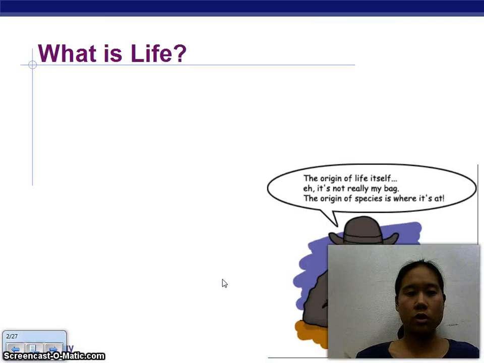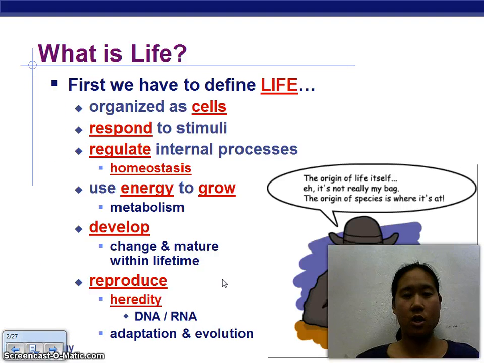In order to see how life started, we have to talk about what is life. You might remember from freshman biology, we looked at a couple of characteristics that make up life. Those characteristics have to do with the fact that we have cells. All living things are made of cells. They respond to stimuli. This was especially true with the plant project that you did. They responded to different types of light.